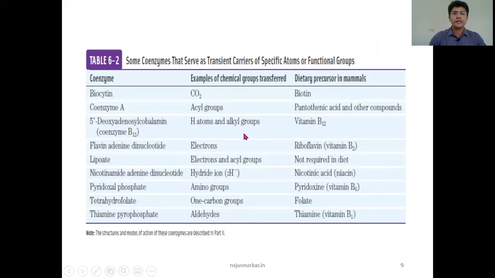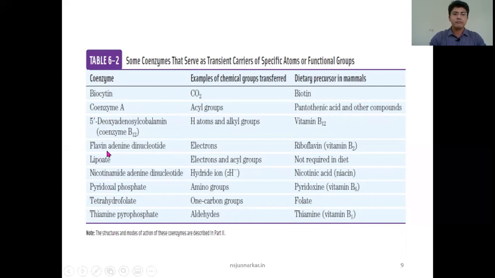Here, the different coenzymes are shown. For example, biocytin is the coenzyme which is involved in the transfer of the chemical group carbon dioxide, and the dietary precursor in mammals is biotin. So from biotin, this coenzyme can be made available. Coenzyme A is another coenzyme which is required by the enzymes that are involved in the transfer of acyl groups, and these can be obtained from pantothenic acid and other compounds.